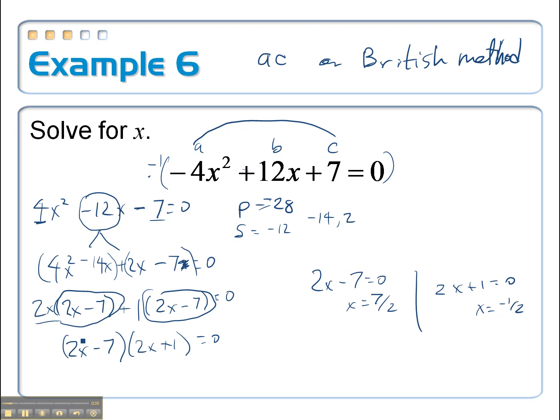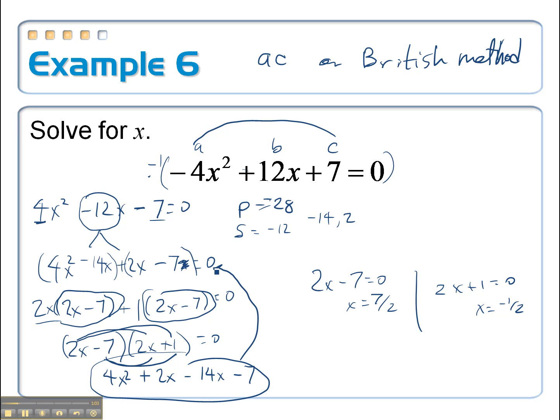If I were to FOIL this thing out, first terms would be 2x times 2x is 4x squared. 2x times 1 is plus 2x. Negative 7 times 2x is negative 14x. And negative 7 times 1 is negative 7. So if I look at this equation, it's the same as this one with the middle term expanded. It's just the two middle ones are in reverse order, but that doesn't matter. And it just kind of gives us an aid in order to factor that thing.